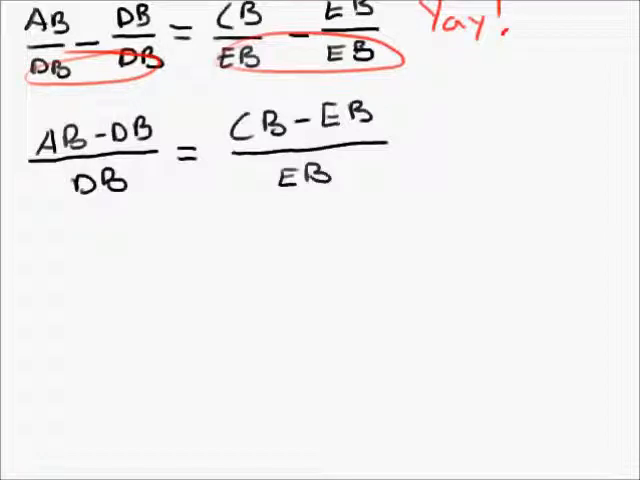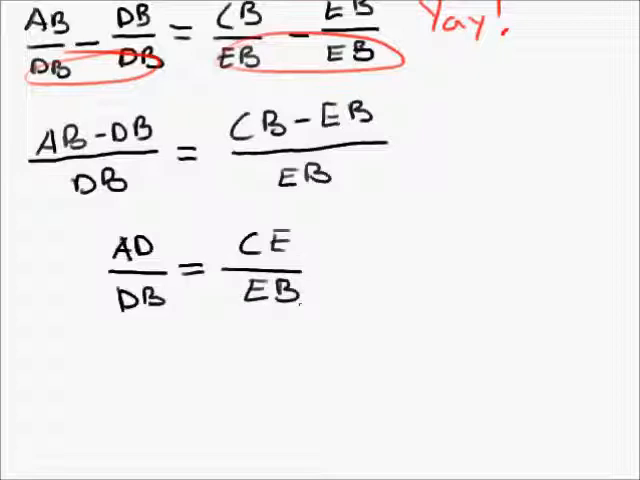And what was AB minus DB again? Oh yeah, that's right, it was AD. That's what we were looking for. AD divided by DB. We were looking for that ratio to be equal to CB minus EB. That's CE, remember, divided by EB. That ratio. So we're done. Yay, indeed.